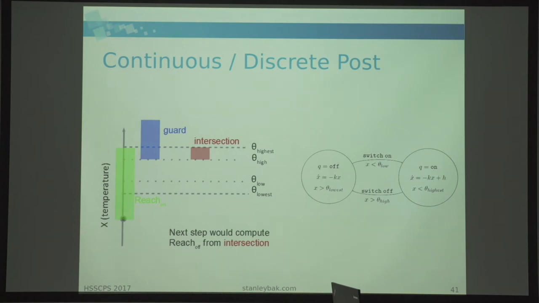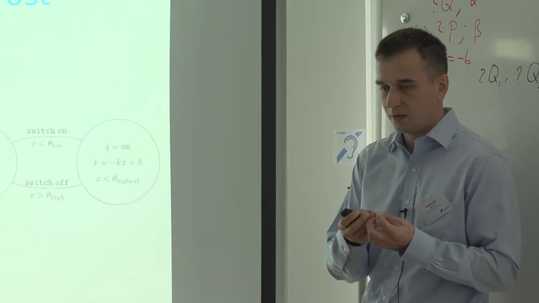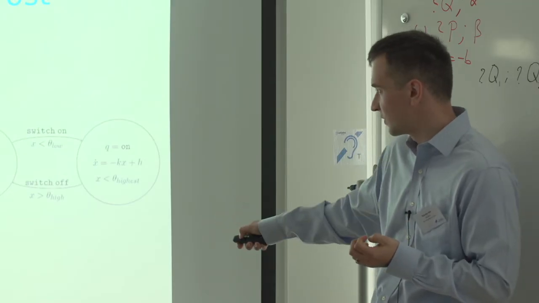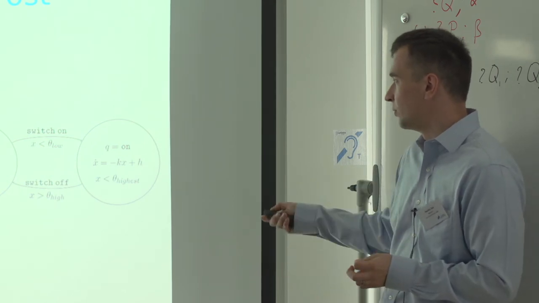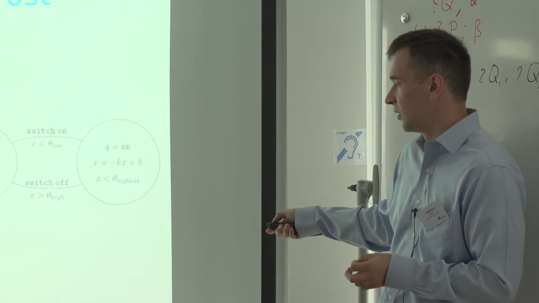So you start in this set of states where you're in the on mode at a particular temperature, and you first start with a continuous post operation in the on mode. And what continuous post does is it reasons using the differential equations. What are the set of states that you can reach from this initial set of states under the differential equations, not worrying about the guards at all, maybe only worrying about the invariant, right?